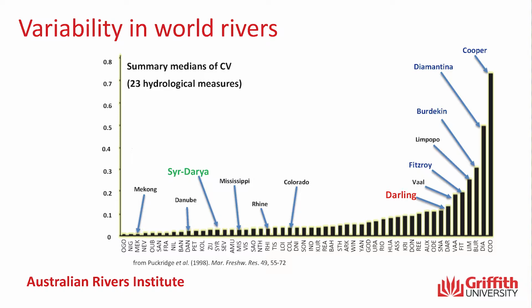And you'll see the first 7 rivers, of all of those, 5 of them are Australian rivers, and you can see where the Darling sits there in red. The 2 most variable rivers in the world were the Cooper and the Diamantina. And if you look on that plot, I've got another river, the Syr Darya, marked out, and that will become apparent as to why we'll look at that towards the end. But the Darling is a highly variable river in a world context.